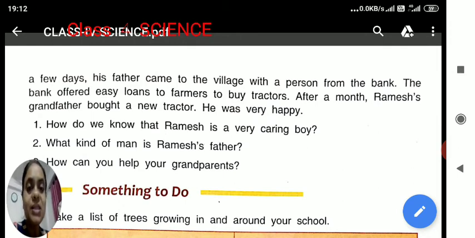Likewise, you must help them by providing their daily needs, like their spectacles, like their stick. If they ask for water or anything or medicine, etc., you must provide them what they need. This question is fully dependent on you, how you can help your grandparents. So you must answer the question in your own way.